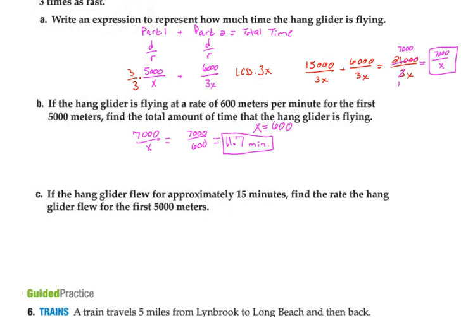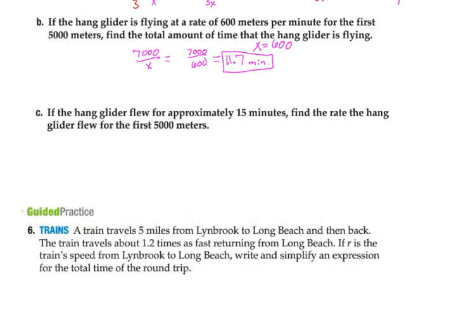Okay, so here's the next one. If the hang glider flew for approximately 15 minutes, we're supposed to find the rate the hang glider flew for the first 5,000 meters. So what are we looking for? We're looking for the value of x in our expression. Remember, this expression equals time. They told us the time. So I'm going to rewrite our equation to understand what it is we're looking for. They tell us the time is 15 minutes. They don't tell us what x is. So we can go ahead and plug in 15 for our time, and we know we're solving for x.